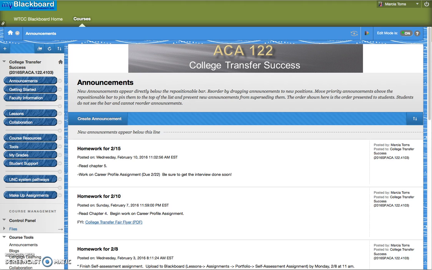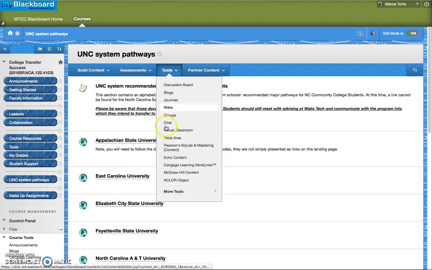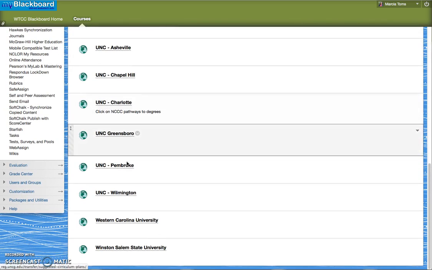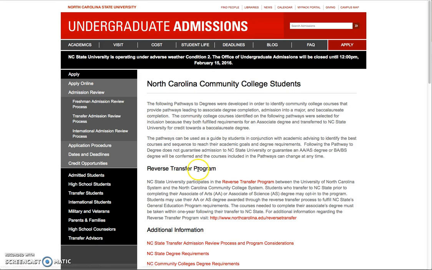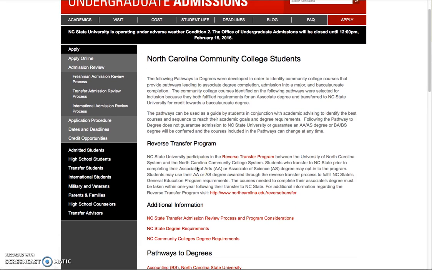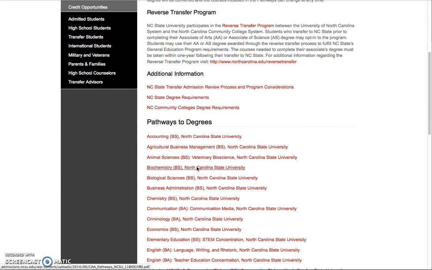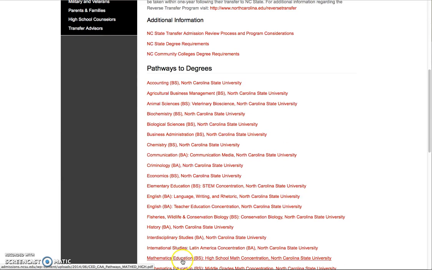So I'm going to our Blackboard site, and you can see the UNC system pathways over on the left side. There's a link, and it's got the 16 UNC system schools. I'm going to just choose NC State. When you open it up, it takes you to their undergraduate admissions transfer page, and it's got these, quote, pathways to degrees. So we'll just open up economics and criminology maybe.